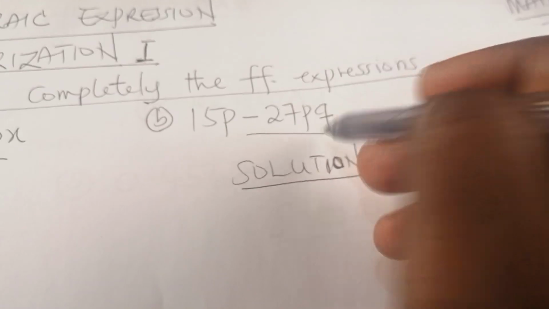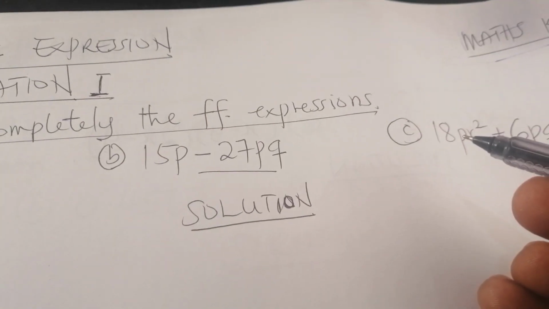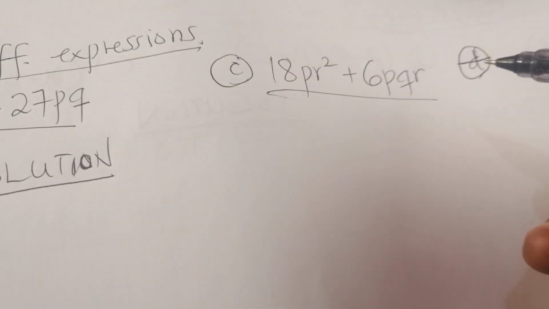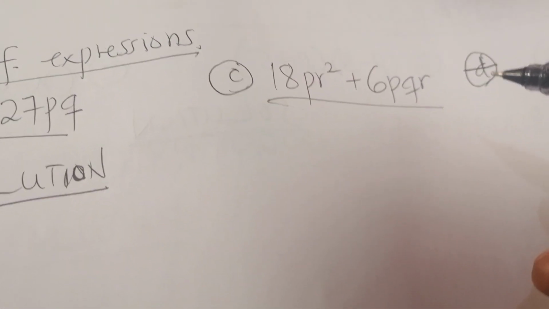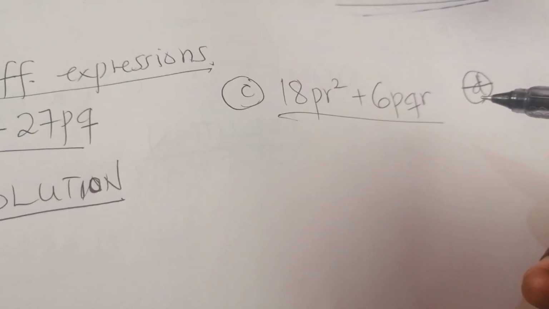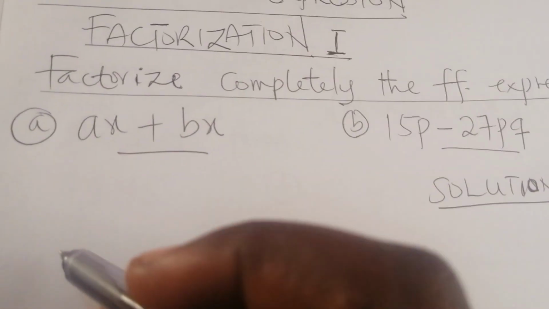So we have ax plus bx, 15p minus 27pq, and lastly 18pr squared plus 6pqr. All right, so without wasting much time, let's take our first question. ax plus bx.